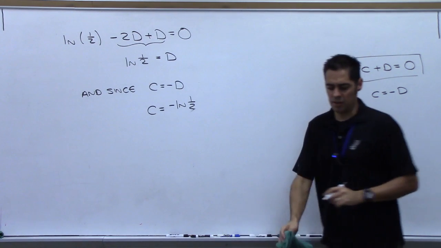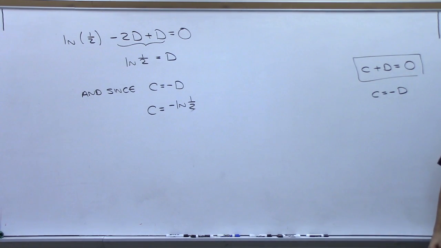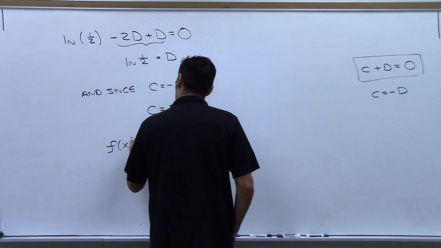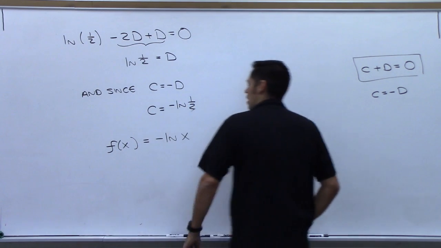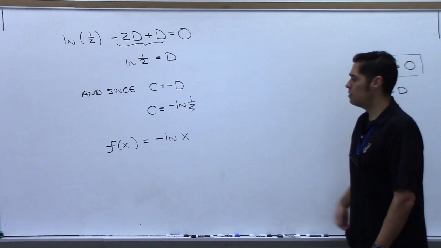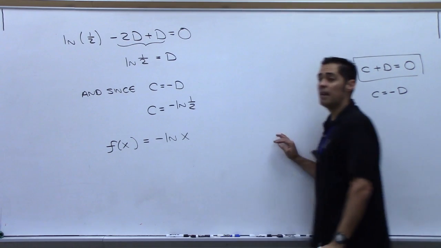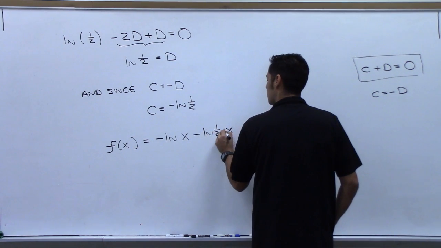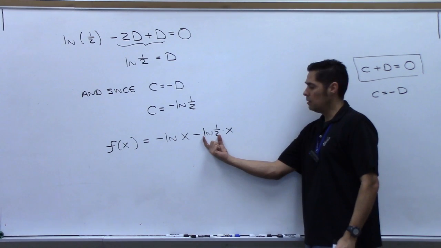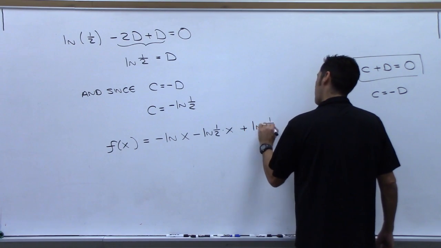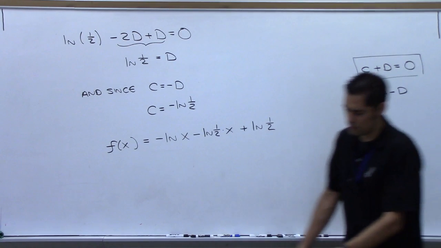Now, I haven't answered the question yet. The question was, what's f, right? So here's the function f. f of x is negative natural log of x, and then plus cx. So what's c? Negative natural log of a half? So I'm going to put negative natural log of a half x. Natural log of a half, that's a number, right? In front of x, so that's cx, and then plus d, right? That's the function.